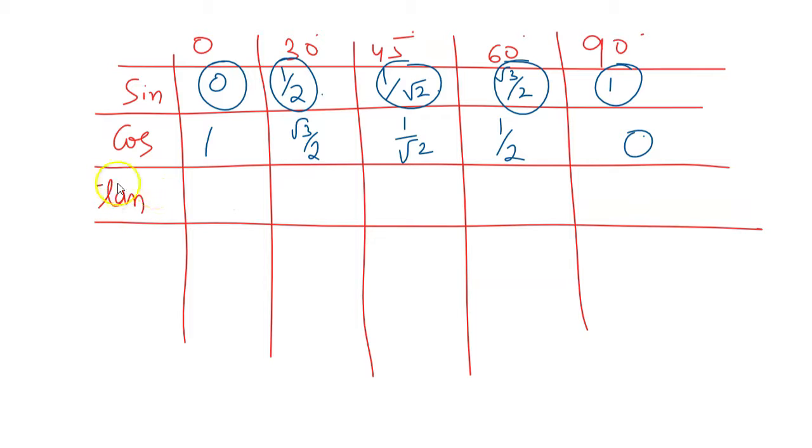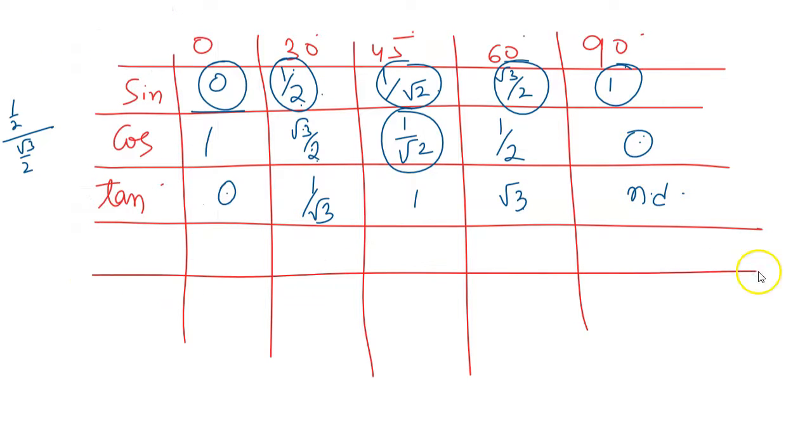Now let's write for tan. We will divide 0 by 1, that is 0. Then 1 by 2 divided by root 3 by 2, just do it, you get 1 by root 3. Similarly, 1 by root 2 divided by 1 by root 2 is 1. Root 3 by 2 divided by 1 by 2 is root 3. And 1 by 0, what is it? It is not defined.